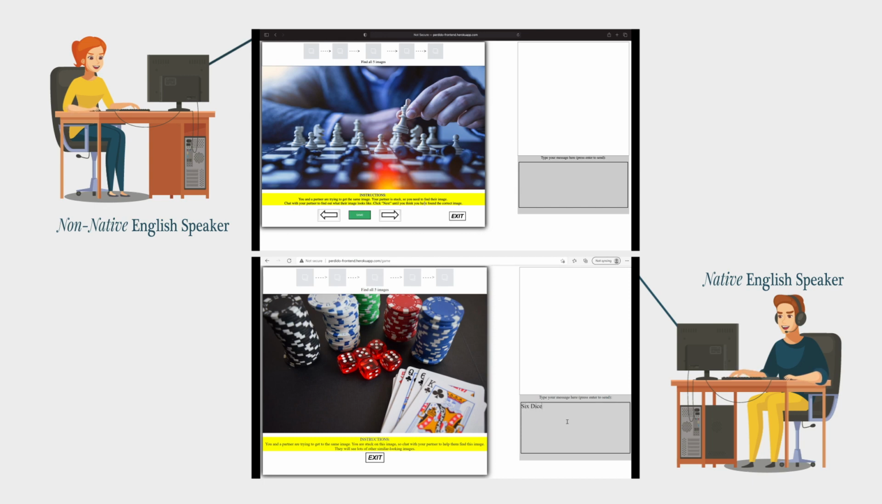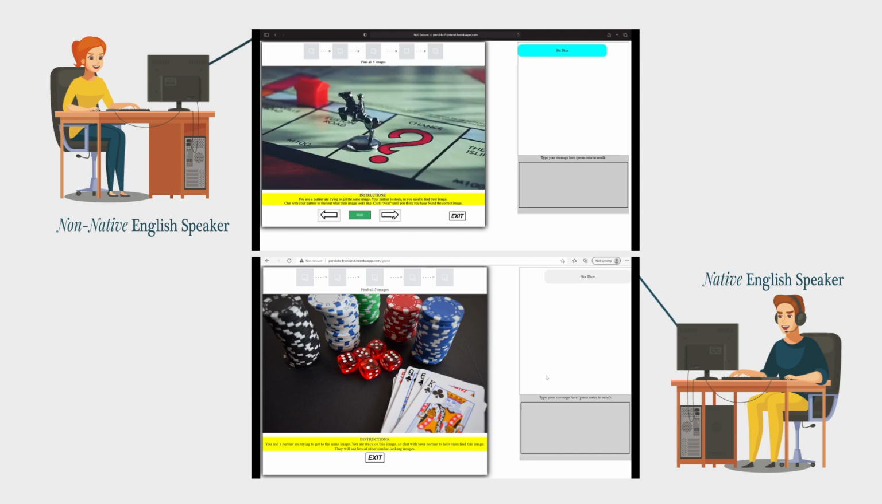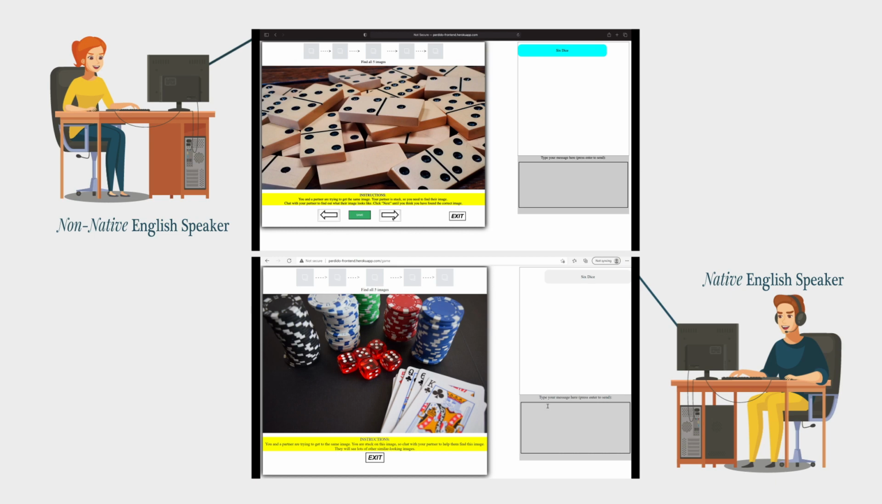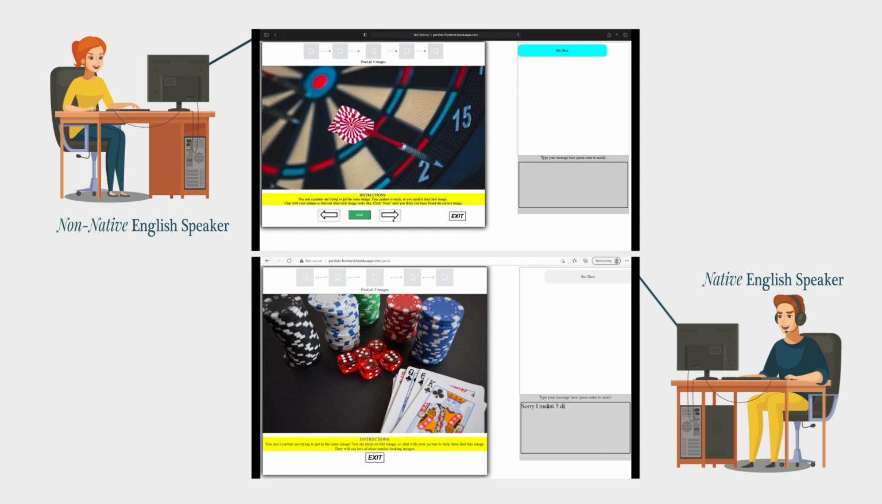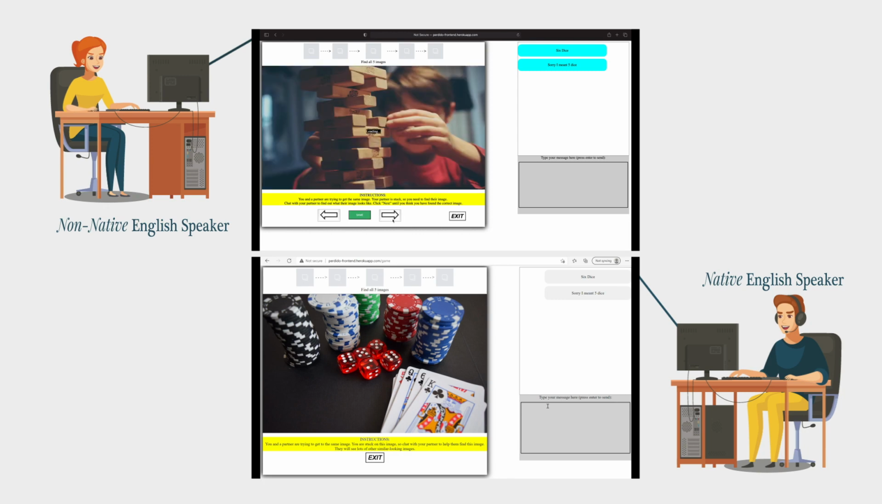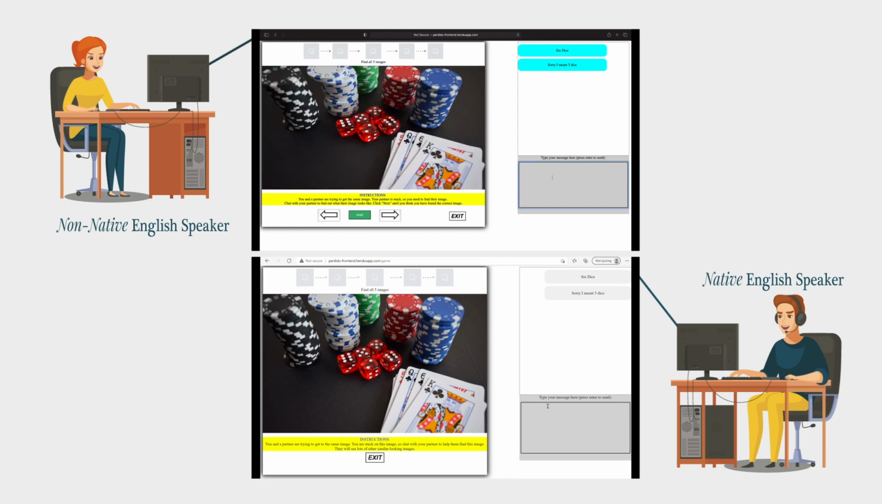The native English speaker is given only one image to look at and describe using words in the chat. The non-native English speaker is given a set of images to scroll through and find the image that the native English speaker has been describing in the chat.